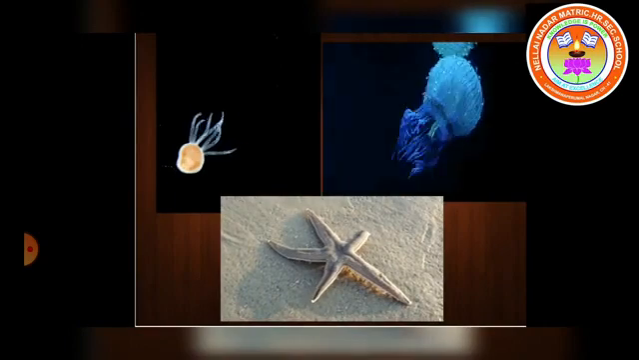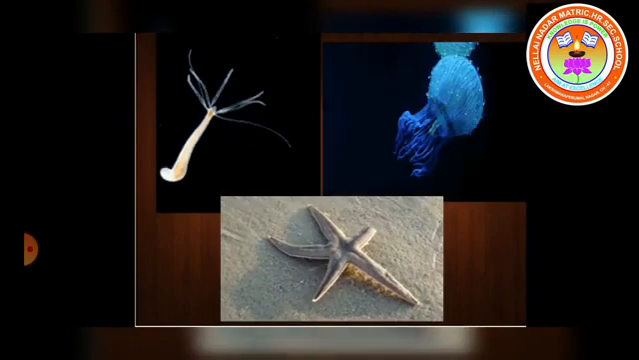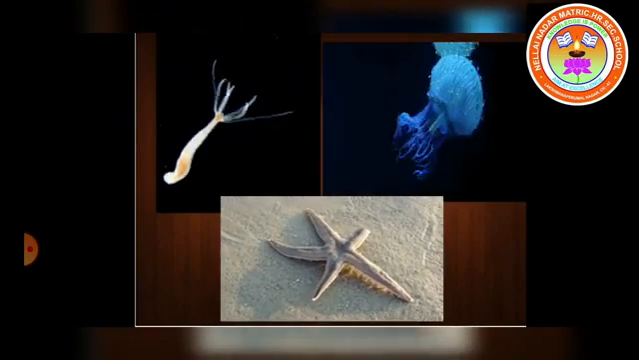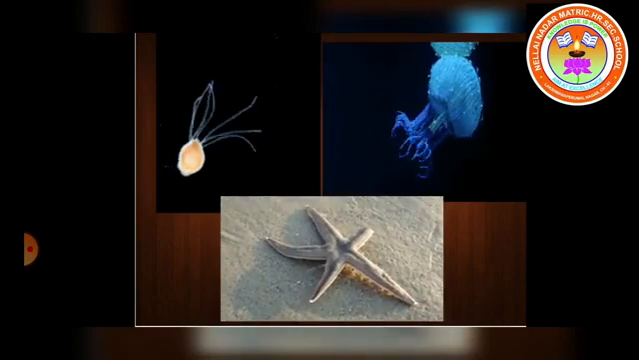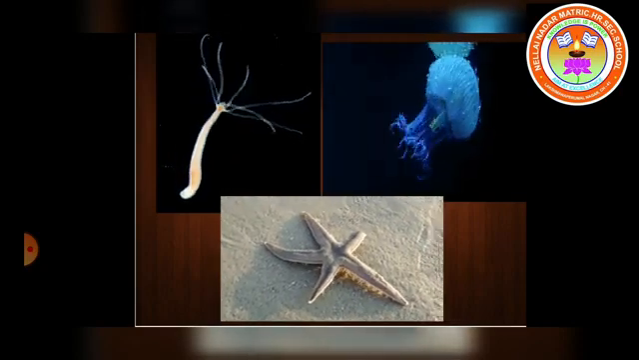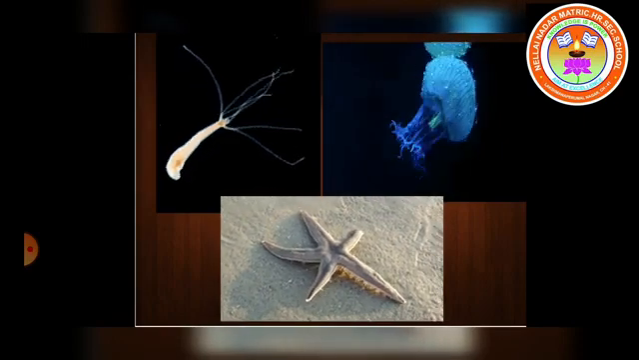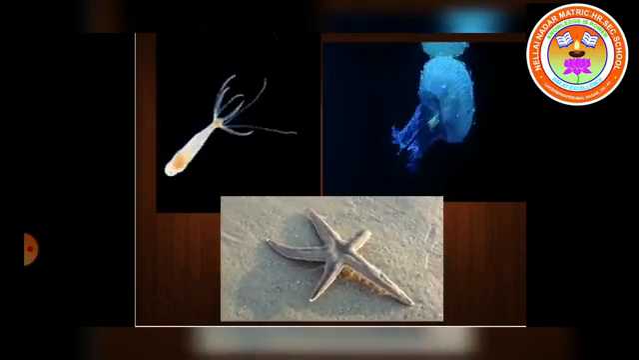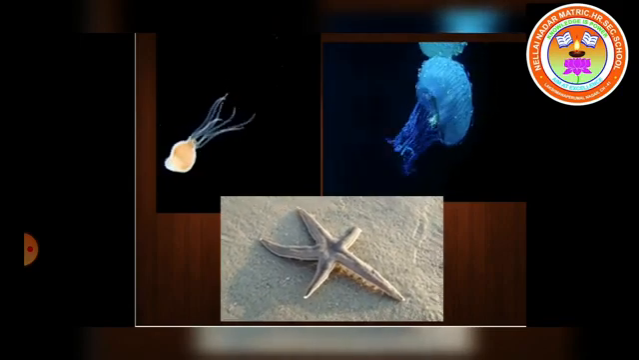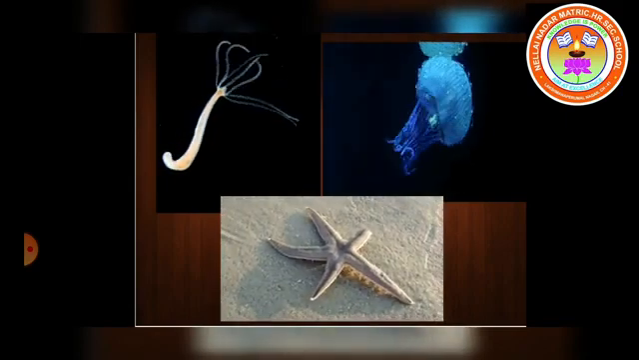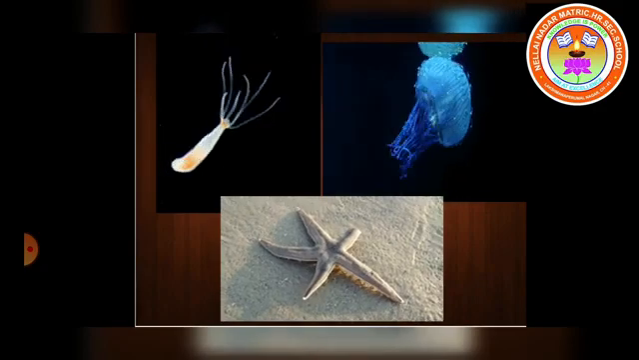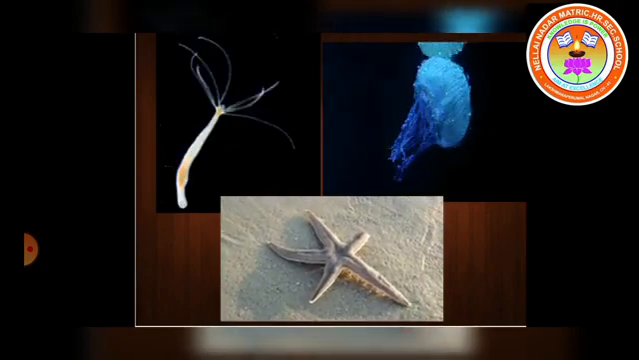Examples: hydra, jellyfish, starfish, etc. So these organisms, when cut through the central axis in any direction, give you two similar halves. So we call them radial symmetry.